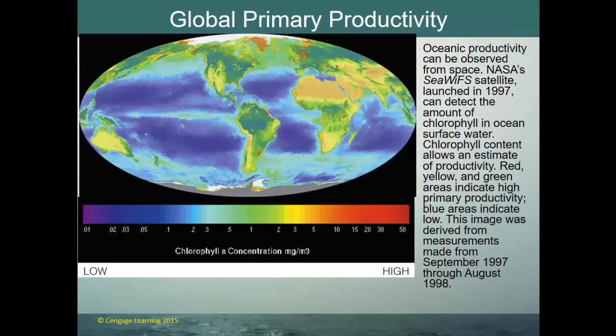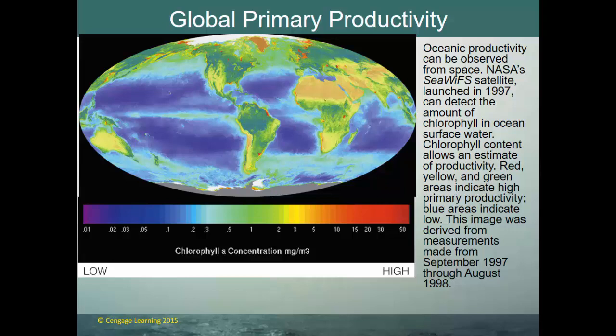All right, so the chlorophyll concentration is a pretty good indication of where you have oceanic productivity. So oceanic productivity can be observed from a satellite. The satellite launched in 1997 to detect the amount of chlorophyll in the ocean surface water. Chlorophyll content allows an estimate of productivity.